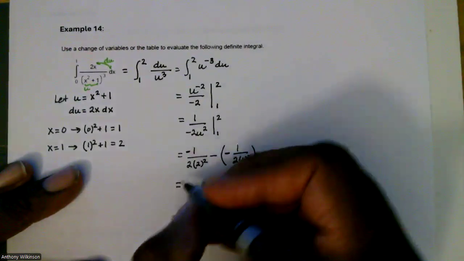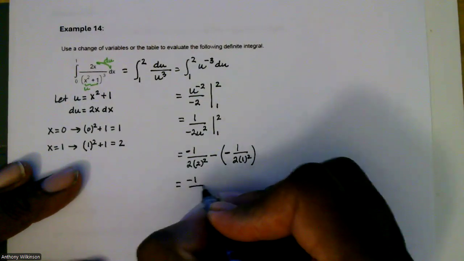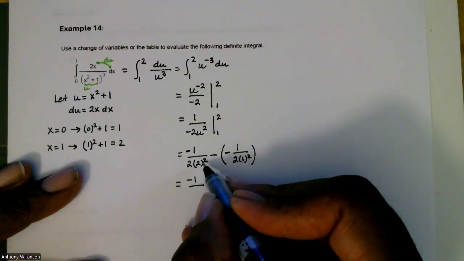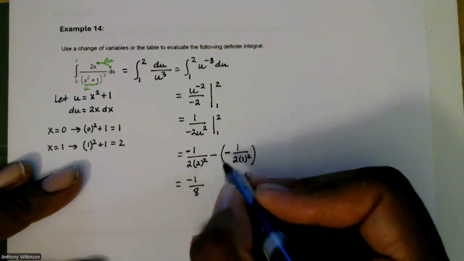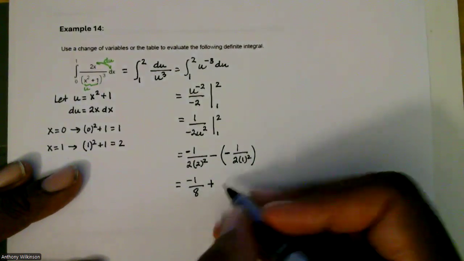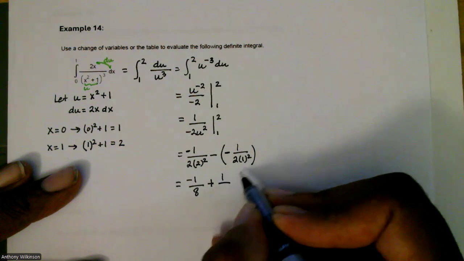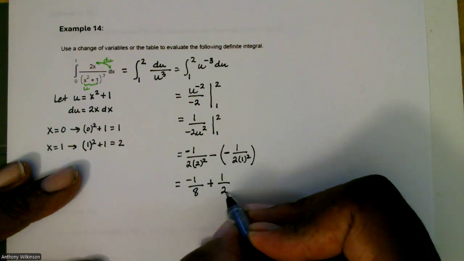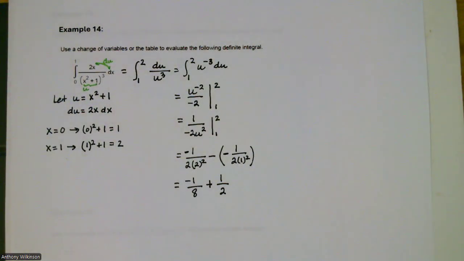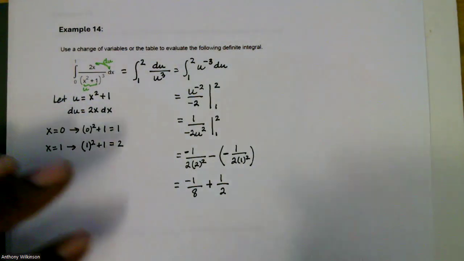So in this case here, negative 1 over, let's see, 2 squared is 4. 4 times 2 will be 8. Minus a negative, that's going to be a plus. 1 over 1 squared is 1 times 2 is going to be 2. So I got negative 1/8 plus 1/2.